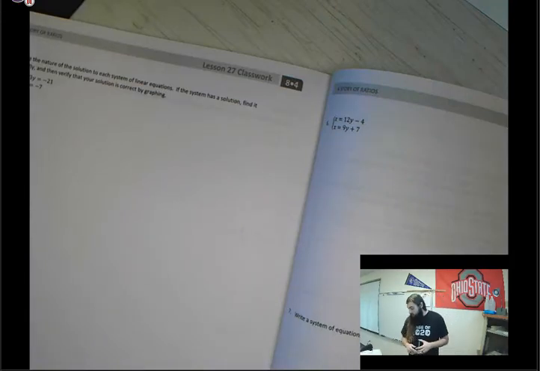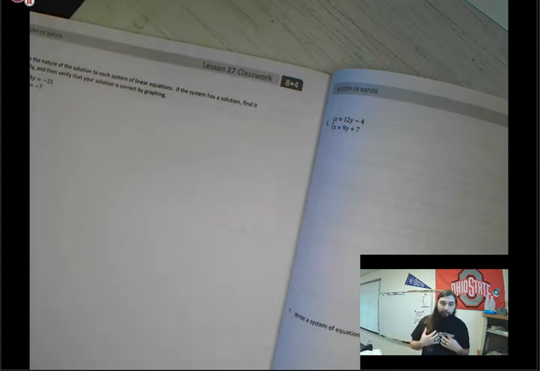Today we're going to be in lesson 27, taking a look at systems of equations and looking at different ways to solve them than just graphing. We took a look at graphing a little bit earlier in the week, and today we're going to look at another way of solving a system of equations, and that way is going to be through substitution.